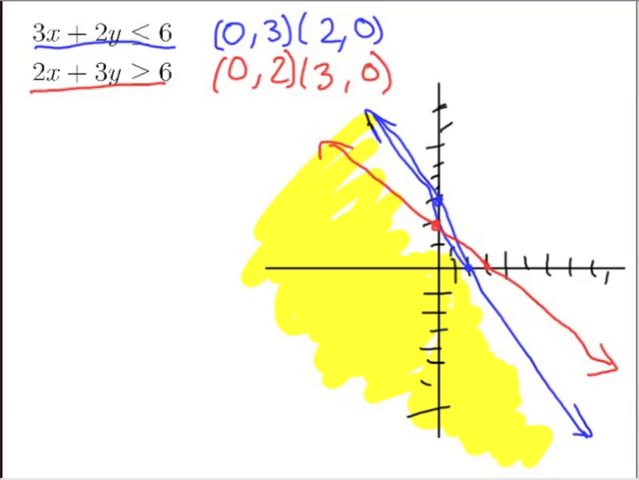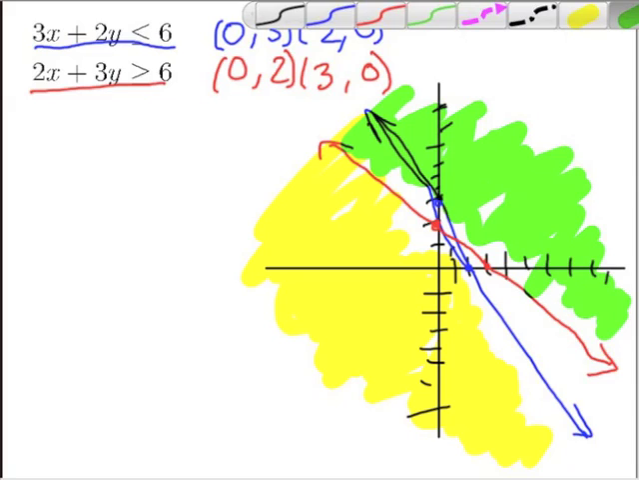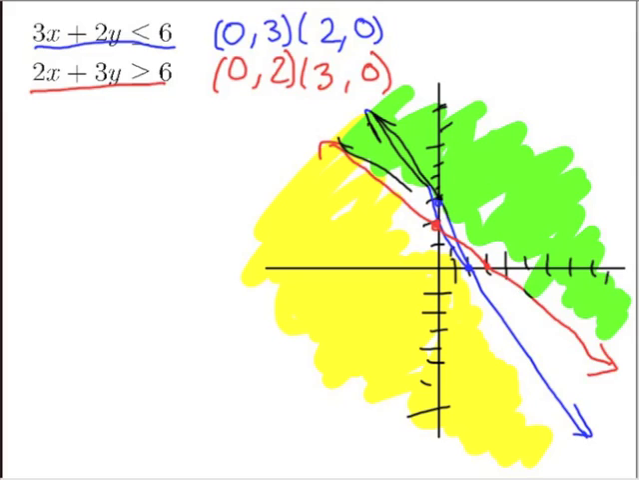Again, we could try and plug in 0, 0. 0 plus 0 is greater than or equal to 6. This time that is false, so we shade away from 0, 0. So it means that we shade up here. And this time we only get left with a very small region. Everything that is in this little triangular region here, between the red and the blue lines.